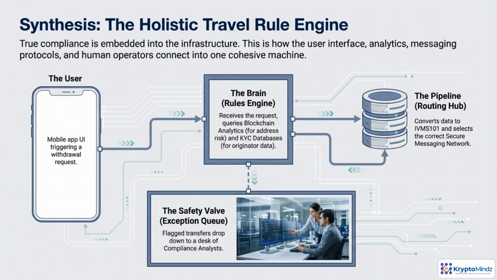Now think of a travel rule compliant withdrawal as one smooth workflow. The user just hits withdraw. Behind the scenes, the rules engine becomes the brain. It checks KYC records for who the customer is and blockchain analytics for where the funds are going. If everything fits policy, data is converted into the right standard, then routed over a secure messaging network to the counterparty VASP. If something looks off, the transfer drops into an exception queue, where human analysts review, document, and decide.